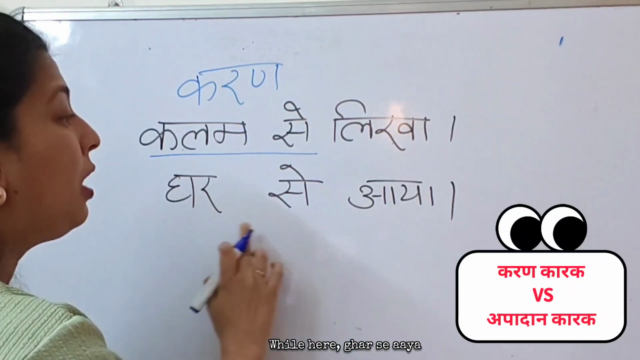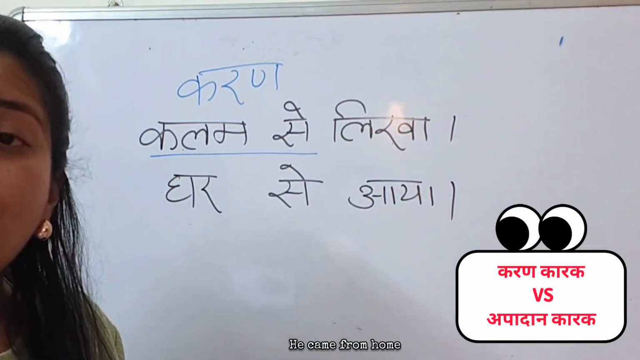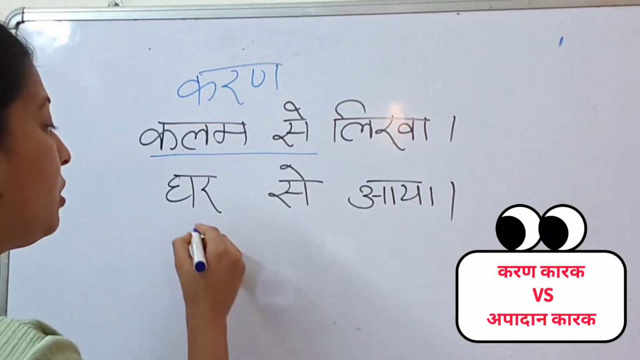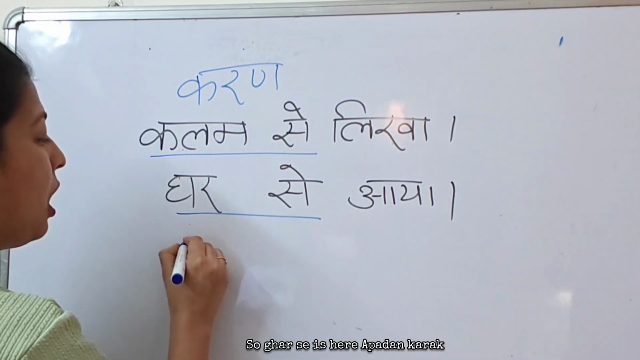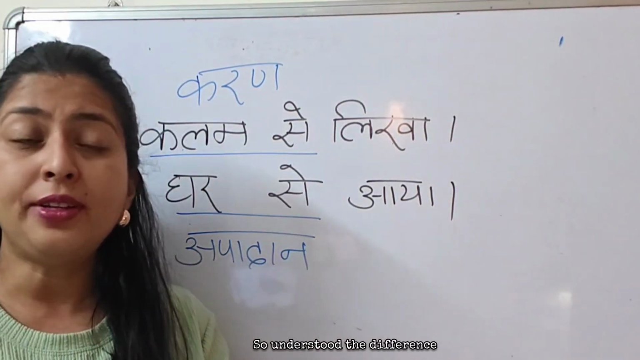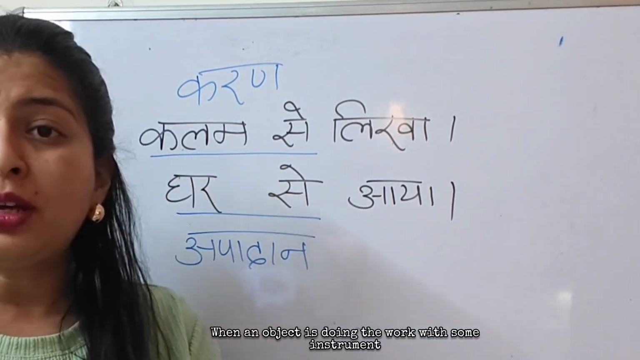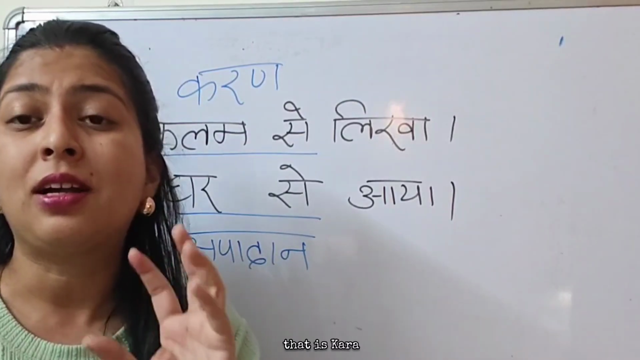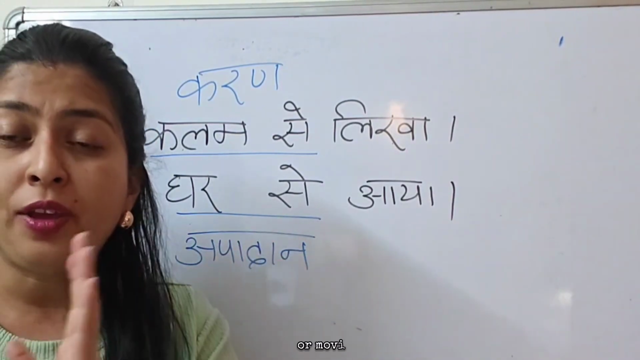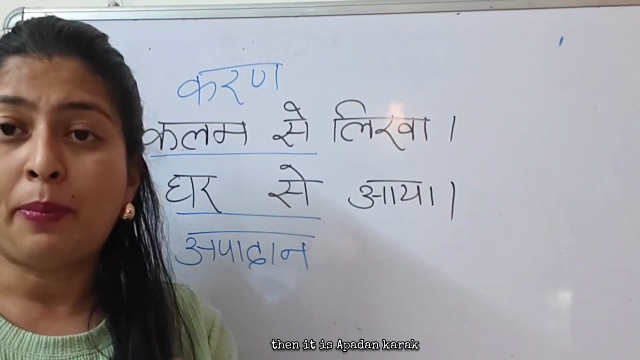While here Ghar se aaya, he came from home. So here he is separated from home. So Ghar se is here Apadan Karak. So understood the difference? When someone is doing the work with some instrument, that is Karan Karak. But when someone is getting separated or moving away, then it is Apadan Karak.